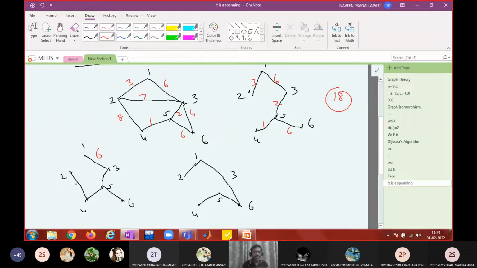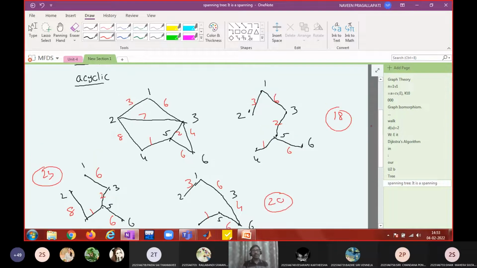This is a 6, and this is 8, this is 1, and this is 2, and this is 6. So 6 plus 2, 8, 8 plus 8, 16, 16 plus 6, 22. So the weight of this tree is 23. Similarly, you have another tree: this is 3, 6, 4, 6, 1. So what is the total weight? 9, 10, 16, 20. So like that, every spanning tree will have a weight when the graph is a weighted graph.